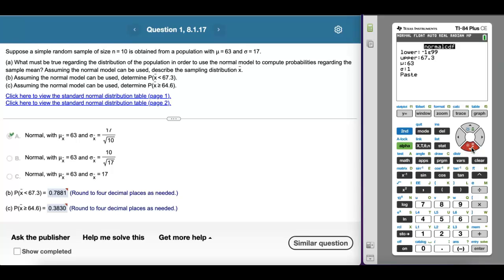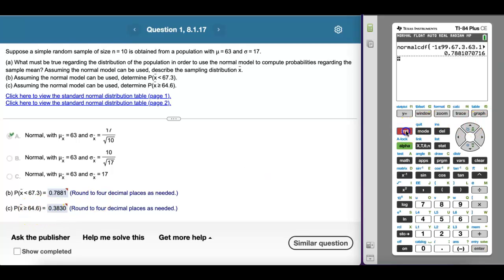Sigma, or standard deviation here, is different. So that's going to be 17 divided by the square root of 10. And I can just type it in like this. I don't have to go to the side and calculate it and then come back and put it in. The calculator will handle all that for me. So I paste, and that's how you see you can obtain that probability, 0.7881.